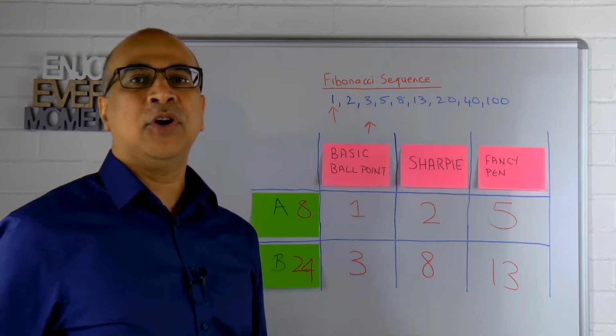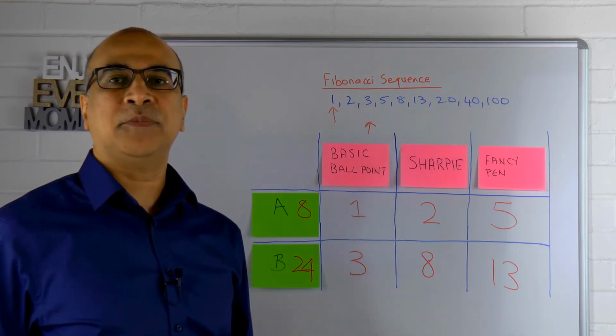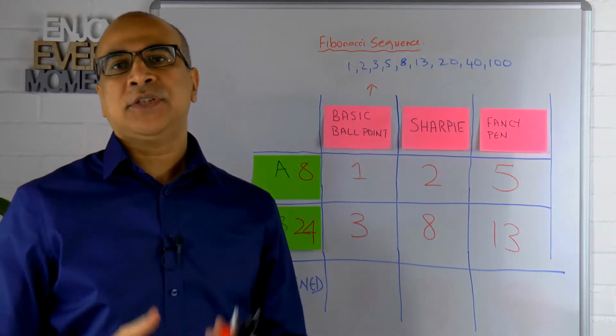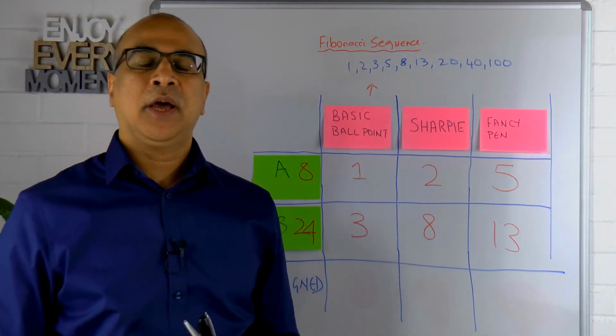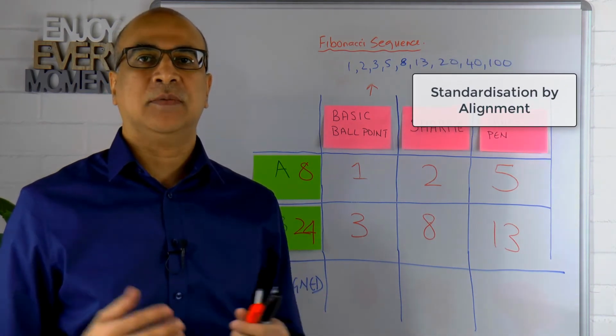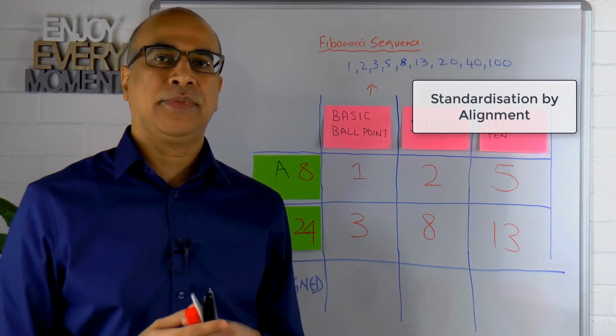So let's have a look at both of these different options to solve this problem. Okay, so the first approach, what I call standardization by alignment, is effectively the standard approach that is used by the Scaled Agile framework, and that's the one that is actually recommended. So let's go through that together.